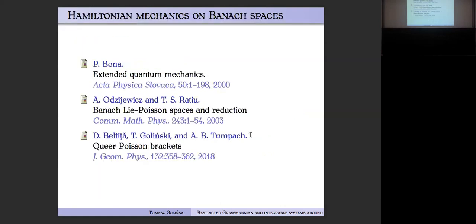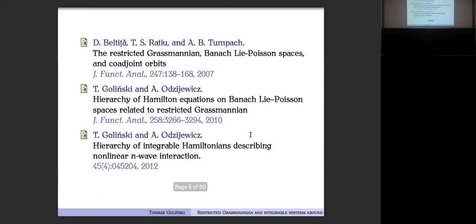Okay, and another branch of my talk will be related to Hamiltonian mechanics in Banach spaces. We already heard a lot about it during Daniel's talk. There's this paper by Pavel Bona, who realized the Schrödinger equation or Heisenberg equation on the pre-dual of L infinity. And there are the other papers which deal with this problem, by Odzijewicz and Ratiu, which introduce the concept of Banach Lie-Poisson spaces, and several other papers which deal with the subject.